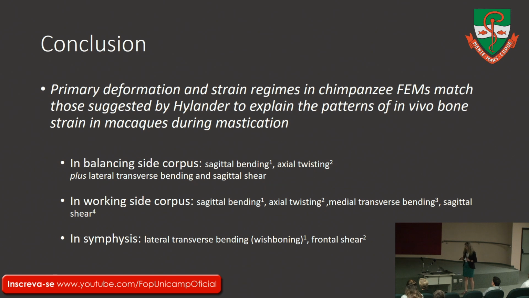In the balancing side, we do see sagittal bending and axial twisting, plus we also see lateral transverse bending and sagittal shear. And in the working side corpus, we see sagittal bending, we see axial twisting, we see medial rather than lateral transverse bending and sagittal shear. And in the symphysis, we see that wishboning, and we do see frontal shear.